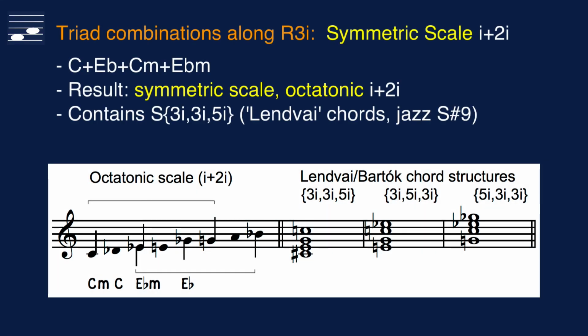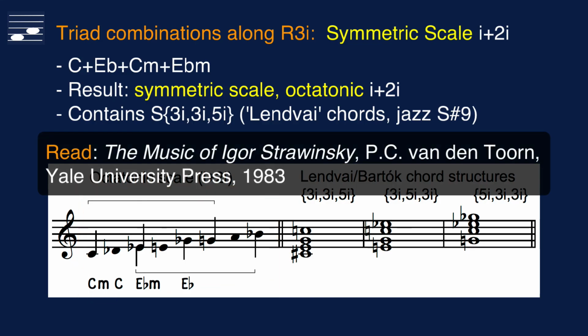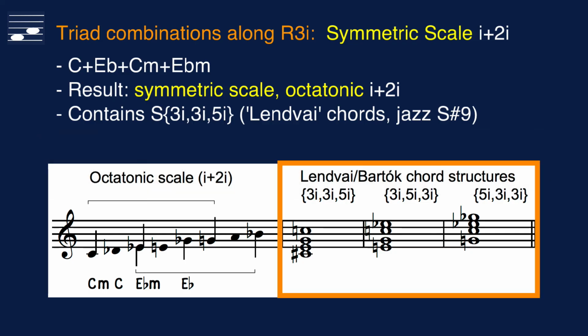Applying the same process along the chromatic mediant axis R3I, we combine the C major, E flat major, C minor and the E flat minor triad. Thus, we obtain the octatonic symmetric scale I plus 2i. This is a frequent element in early Stravinsky music. The scale also contains a number of 4-part chord structures that may be labeled as lengthwise structures, or jazz sharp 9 chords.